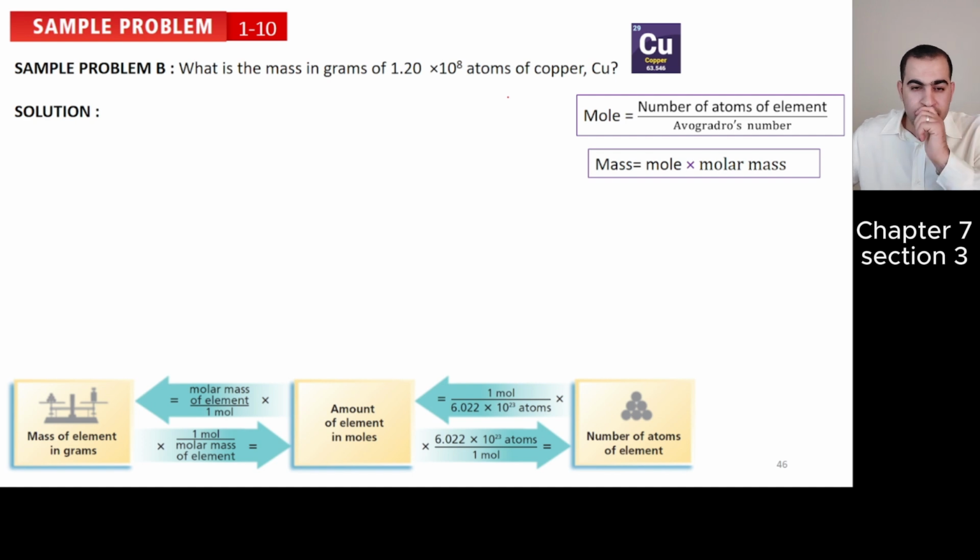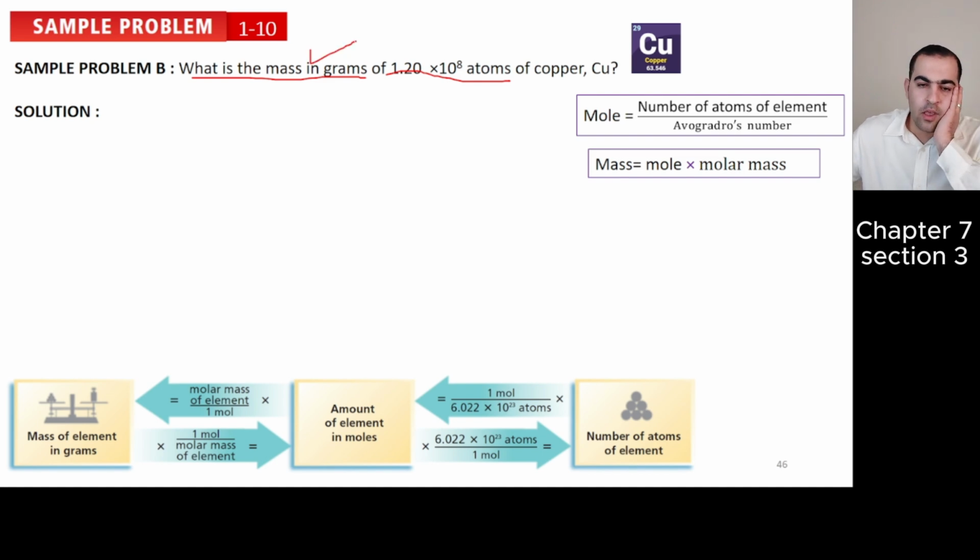But here, guys, number of atoms. Look, what's the mass in grams of 1.20 times 10 to the power 8 atoms of copper? What's given? Number of atoms. It's written atoms, meaning the number of atoms is given. What's unknown? Mass in grams.